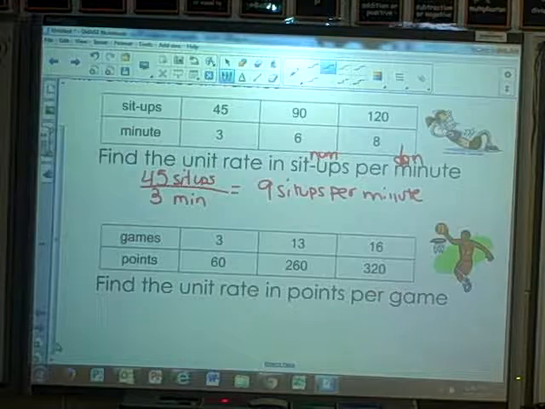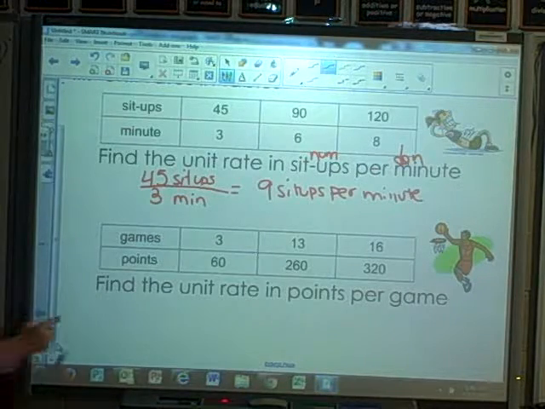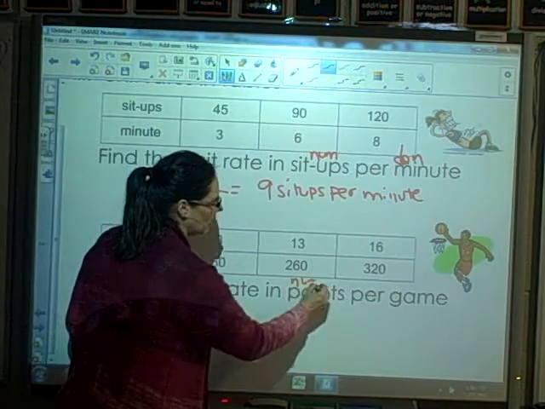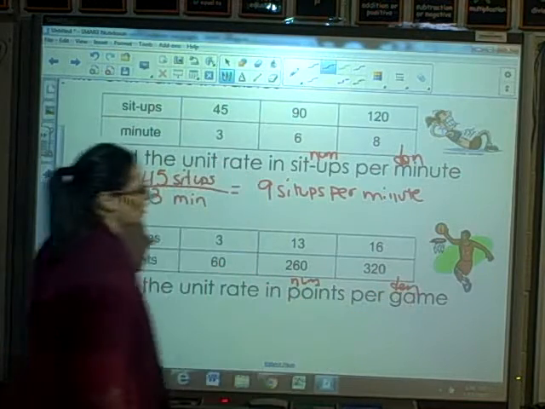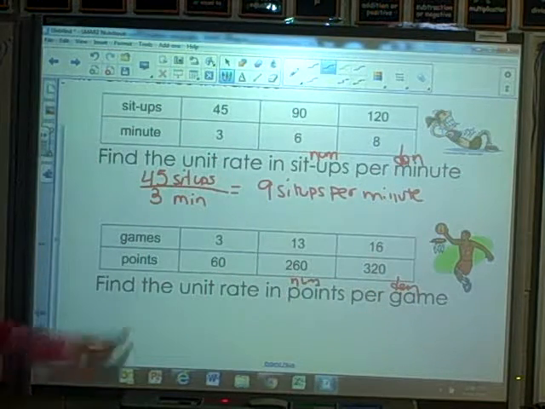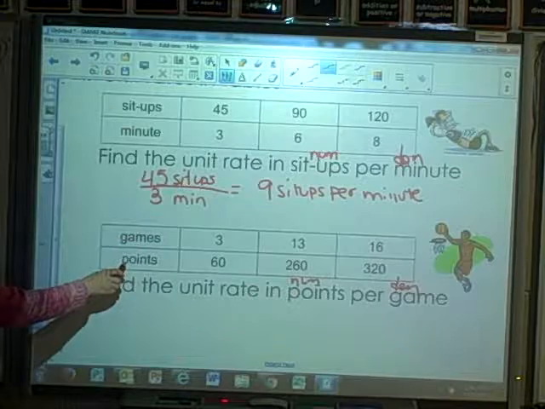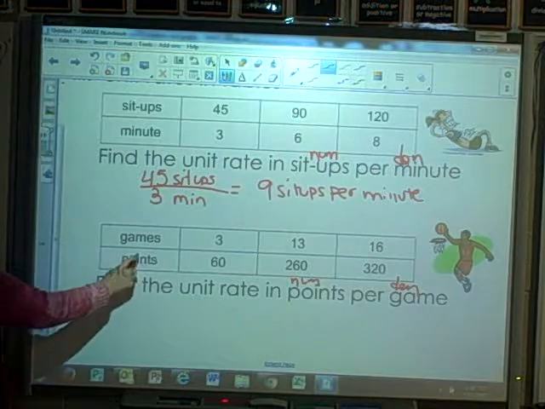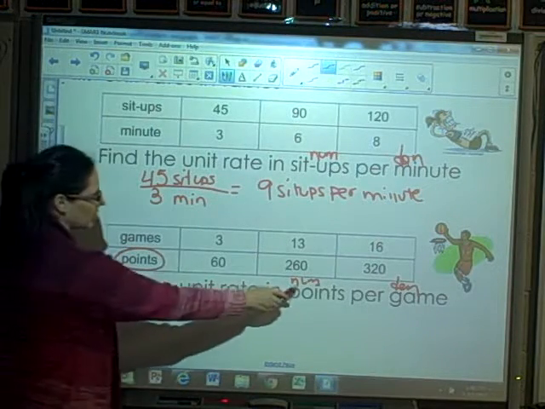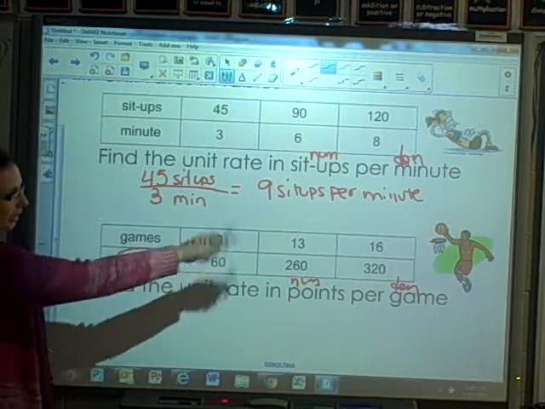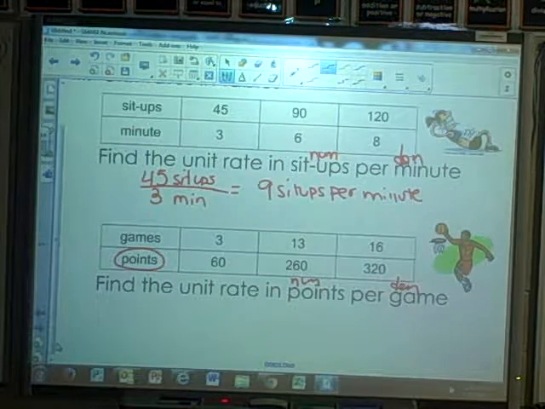Next, games and points. Talking about in 3 games, somebody made 60 points. In 13 games, they made 260, and in 16, they made 320. What's the unit rate of points per game? Points is my numerator, game is my denominator. I have to put points on top. Again, be careful, notice that points is listed second, but that's going to be your numerator. So I can pick any one that I want, and I would get the same answer.